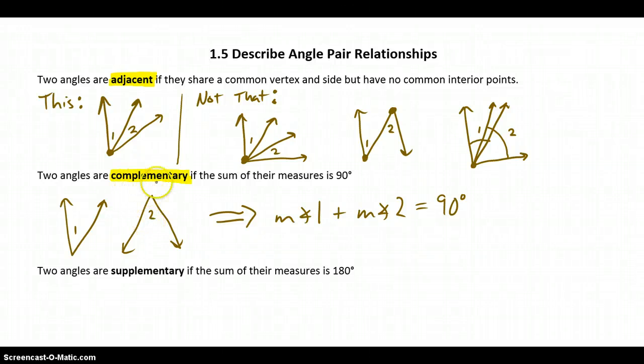Don't assume that complementary angles have to be adjacent. Complementary angles might be adjacent, but they don't have to be. The only thing that complementary angles have to be is have the sum of their measures equal 90 degrees.